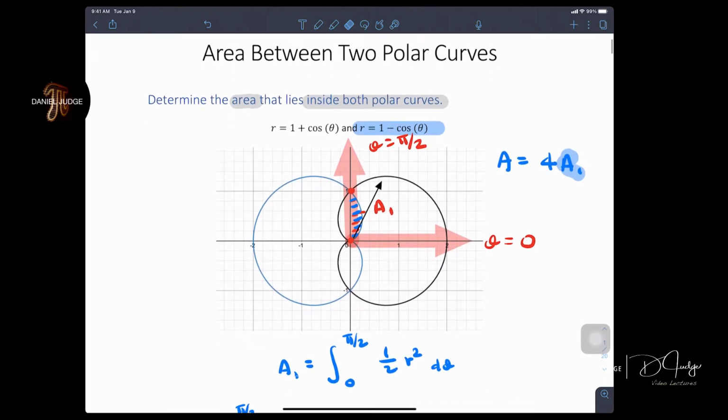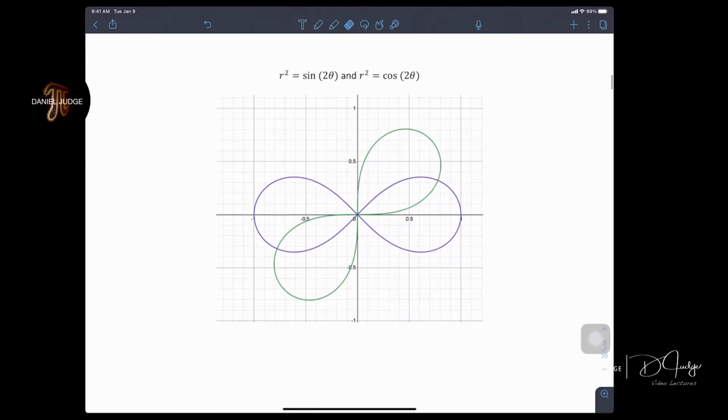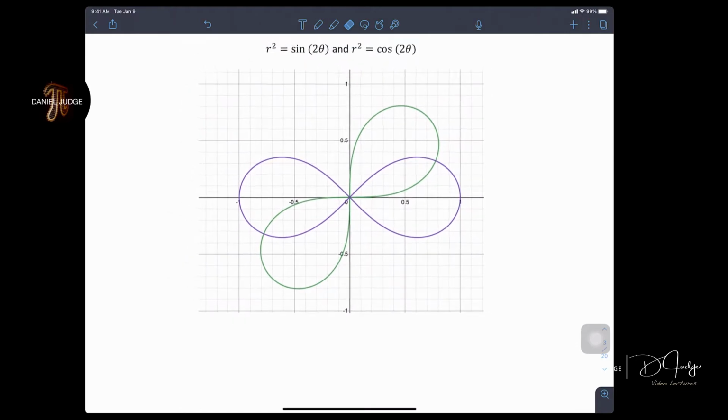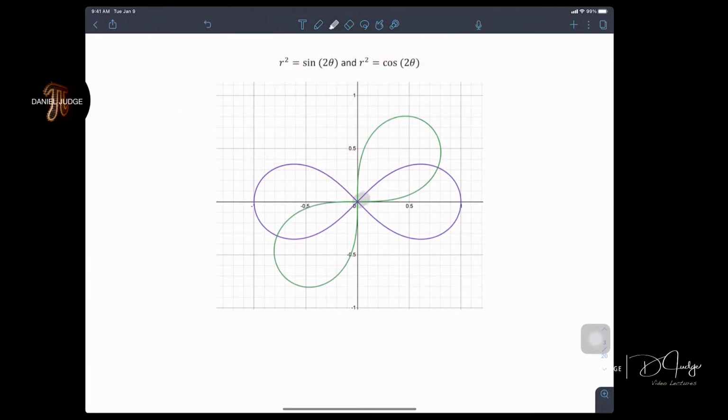Area between two polar curves. Area that lies inside both. So that's what we're going to do. We're going to go through these problems here and find the area that lies inside both curves. So in this situation, we have two two-leaf roses. And to find the area inside both of these curves, they're talking about this area right here.